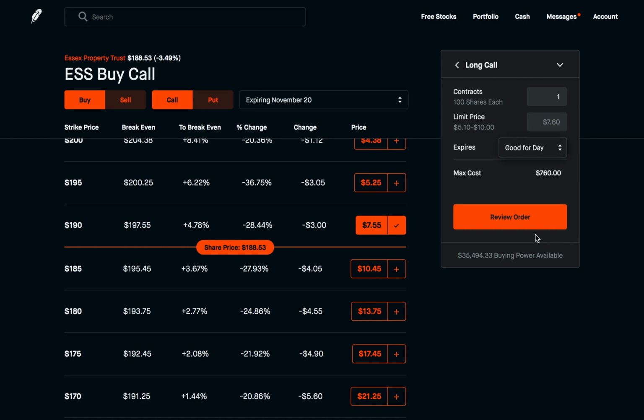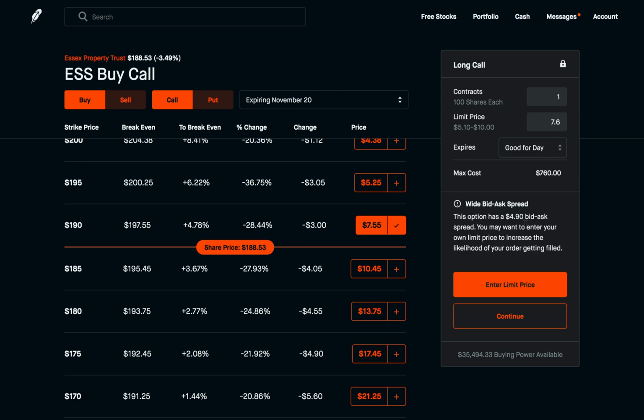And in fact, if I were to go to review order, Robinhood's actually going to give me a warning here, right? They're going to be like, "Hey, are you sure about this?" So as you can see, wide bid ask spread. This option has a $4.90 bid ask spread. You may want to enter your own limit price to increase the likelihood of your order getting filled. And so again, right now, the most a buyer is willing to pay for this is 510. But the most a seller is willing to sell you this for is 10.